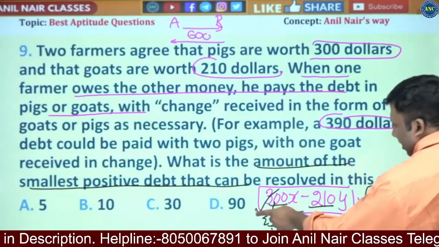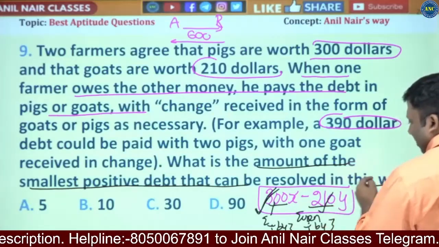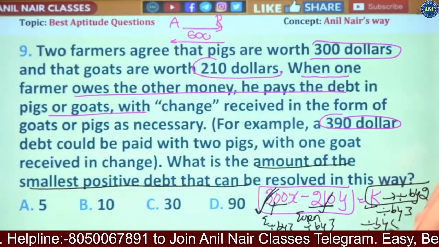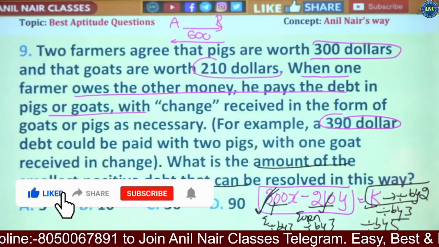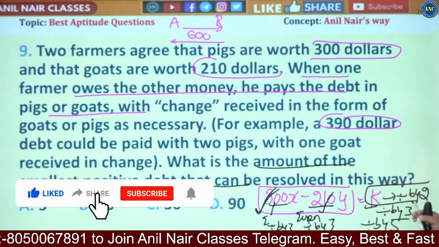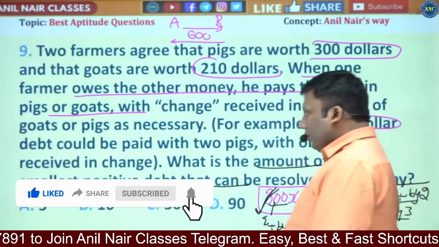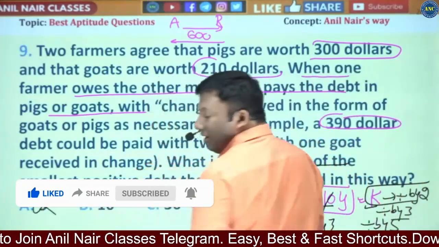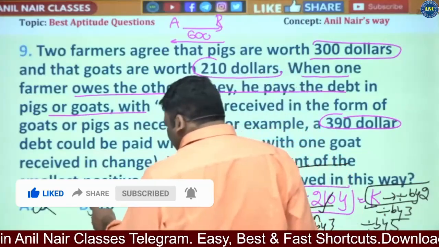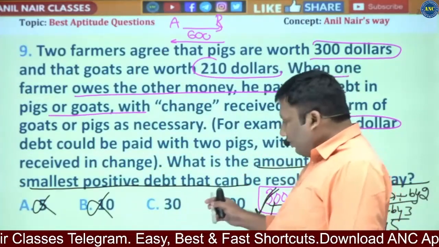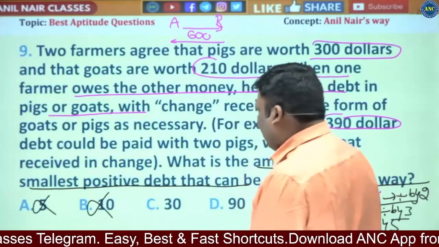Next is 5. 300 is divisible by 5, and 210 is divisible by 5. So the answer should be divisible by 2, 3 and 5.